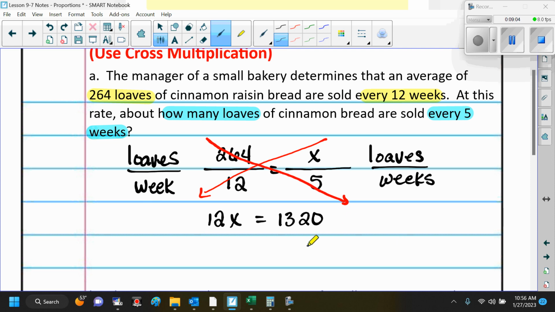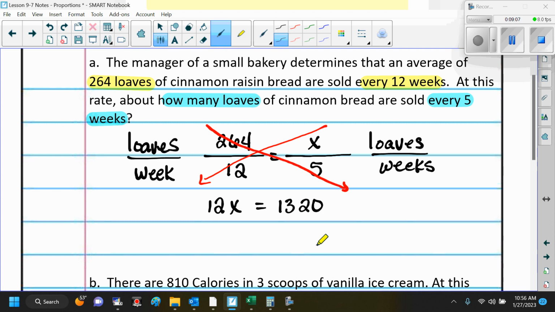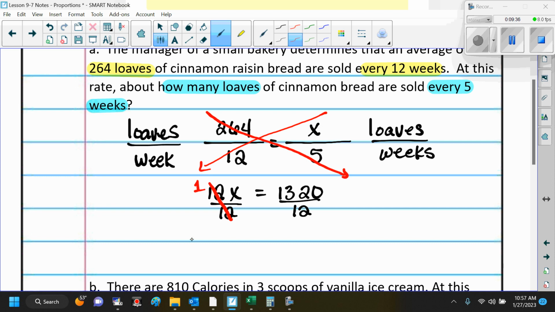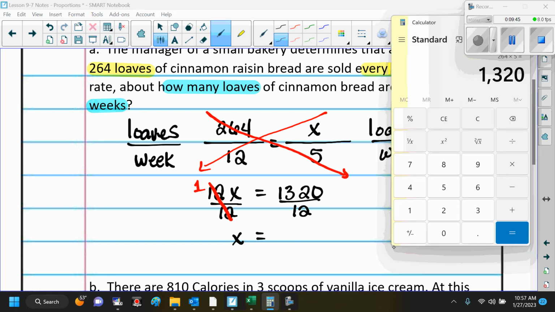You already know how to solve that equation, don't you? That is a multiplication equation. What's the inverse of multiplication? Division. And if we use our cover-up, what am I going to divide by? 12. Very good. So we are going to divide by 12 on both sides. Those 12s on this side cancel, right? 12 divided by 12 is 1. And then 1 times x is x. So here we have x on this side. And then we've got 1,320 divided by 12.